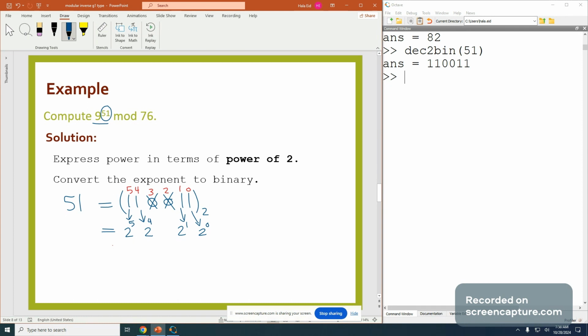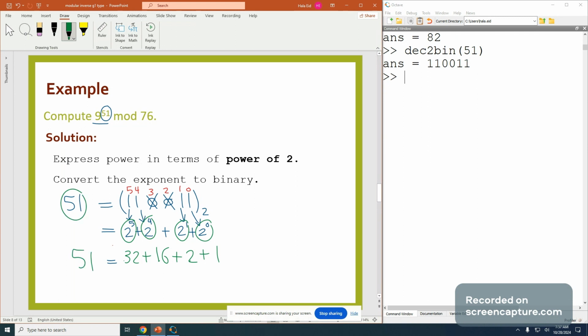So now all of these have to be added up, of course, to get to the 51. So plus, plus, plus, and of course we know that 2 to the power of 5, this is the same as 32, plus 2 to the power of 4, this is equal to 16, plus 2 to the power of 1, this is equal to 2, plus 2 to the power of 0, which is equal to 1. And if you add up all the numbers, 32 plus 16 plus 2 plus 1, this is exactly the same as the original power 51.